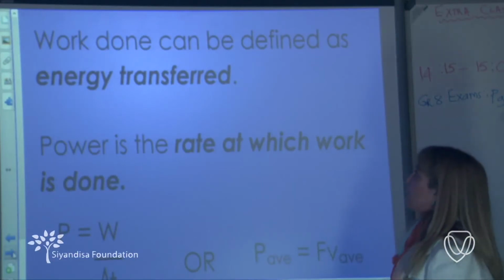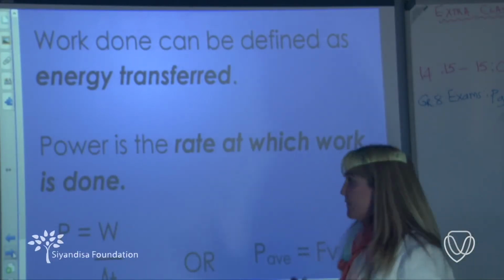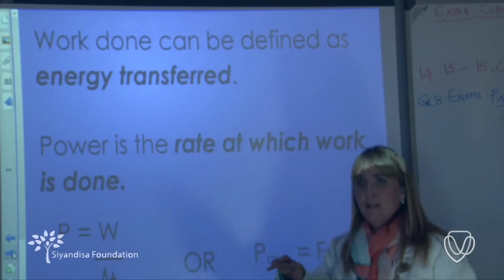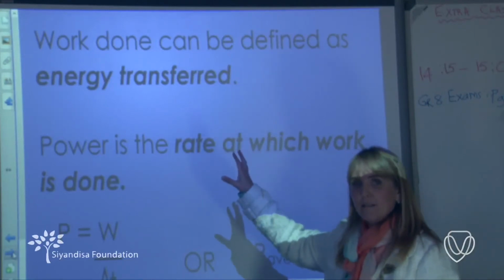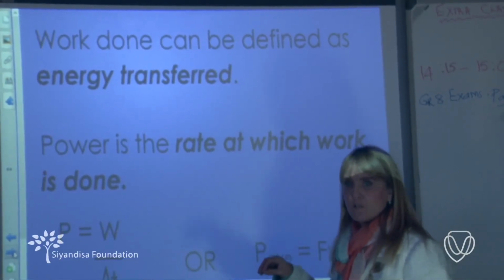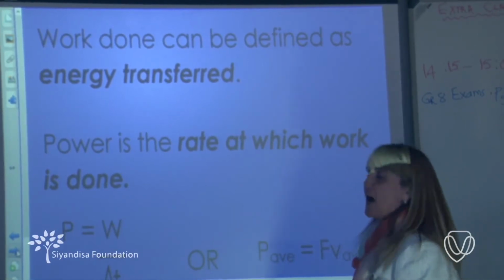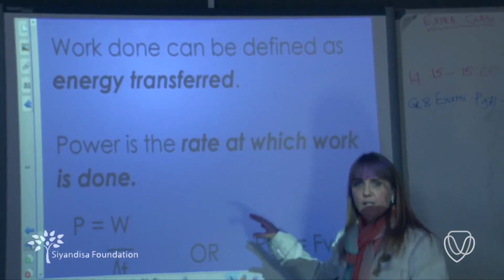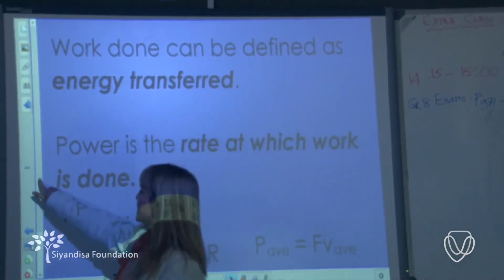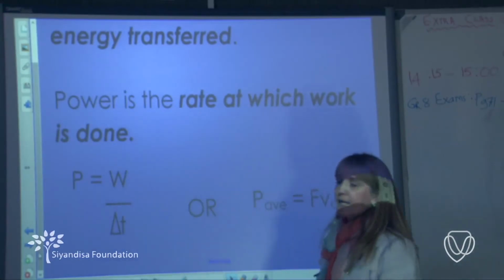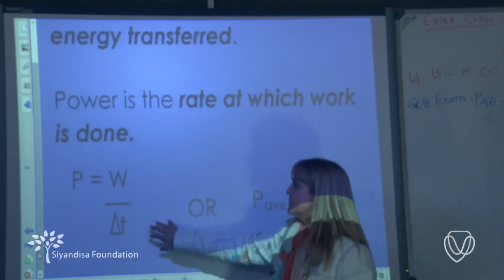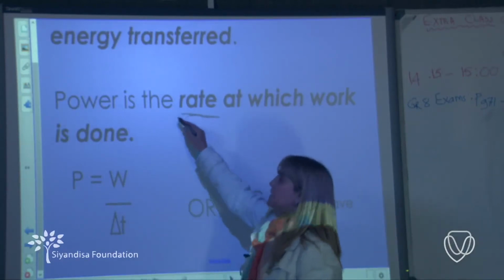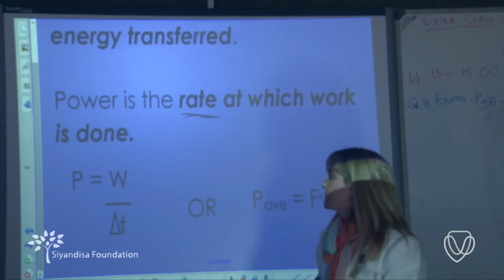Please remember as well that work done can also be defined as energy transferred. In grade 11, when we did electric circuits, this is how we defined work done. Work done is the energy transferred. Please also remember that power is the rate at which work is done, or the rate at which energy is transferred. So if we look at our equations for power, power is the work done, or energy transferred, divided by time. Why divided by time? Because rate means divided by unit time.